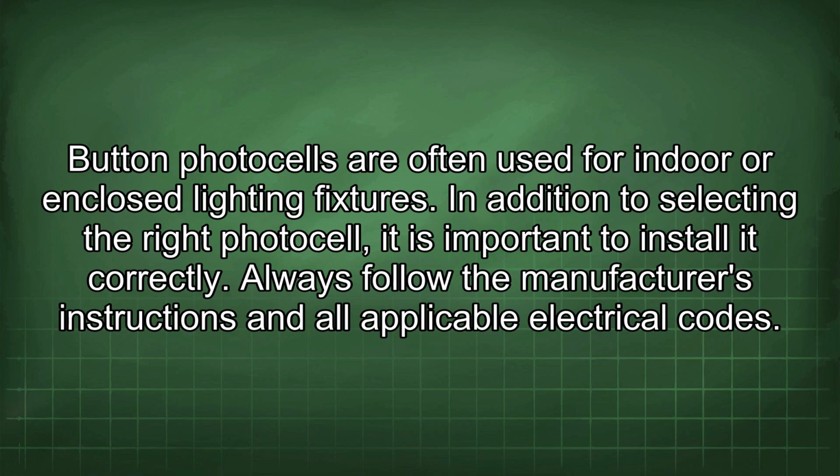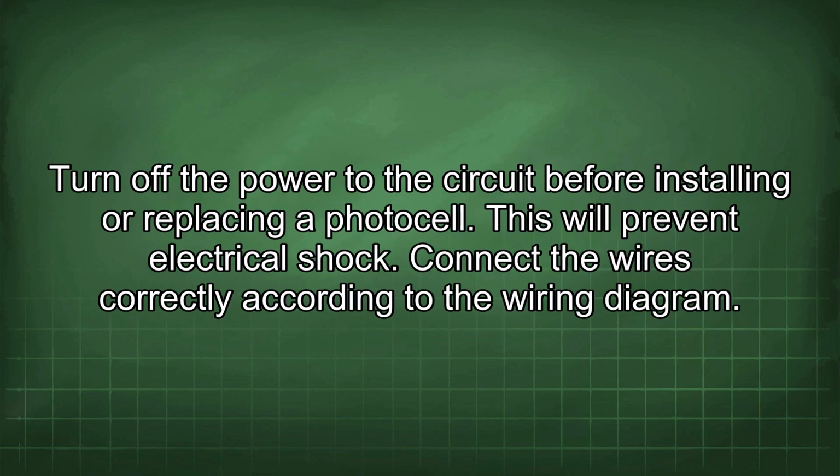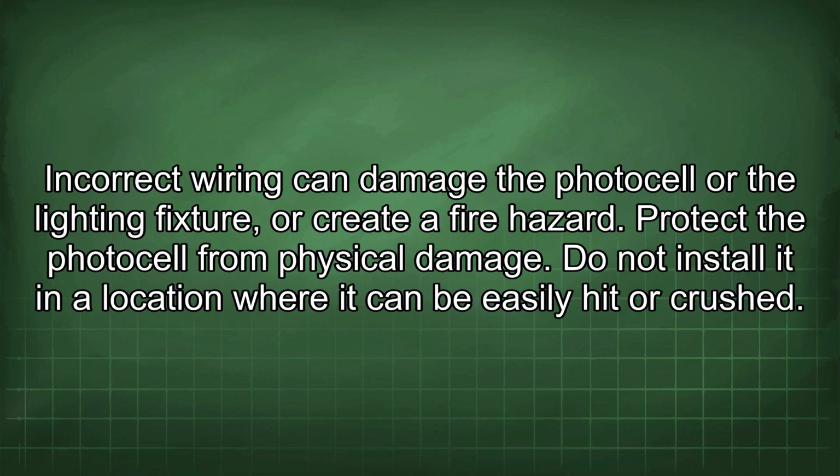In addition to selecting the right photocell, it is important to install it correctly. Always follow the manufacturer's instructions and all applicable electrical codes. Turn off the power to the circuit before installing or replacing a photocell. This will prevent electrical shock. Connect the wires correctly according to the wiring diagram. Incorrect wiring can damage the photocell or the lighting fixture, or create a fire hazard.